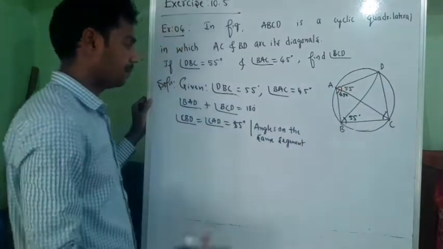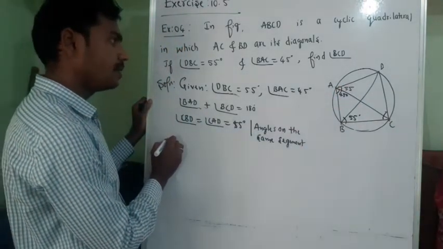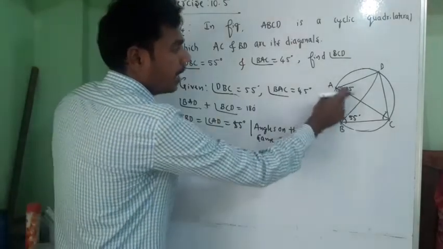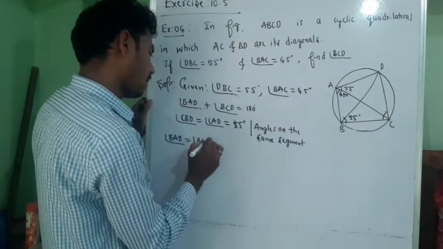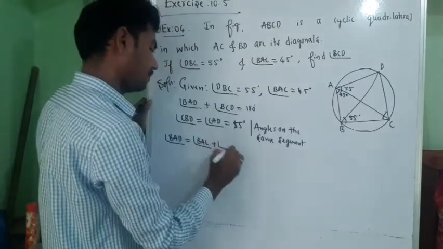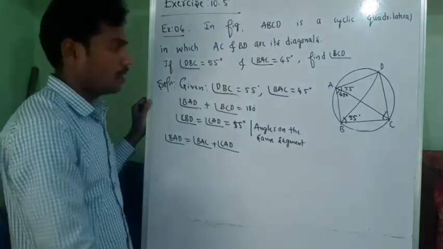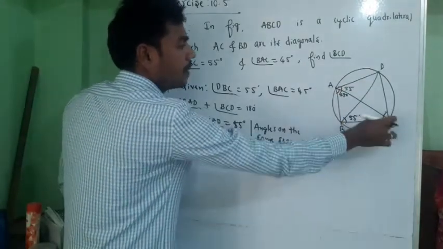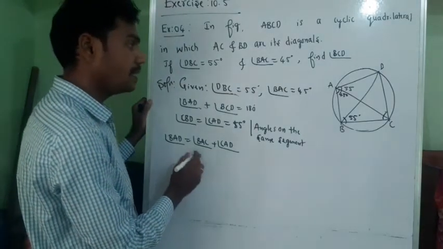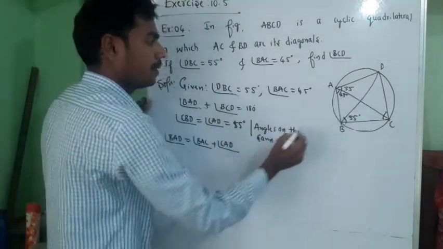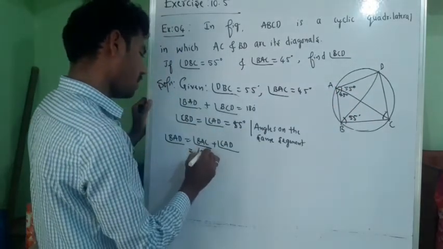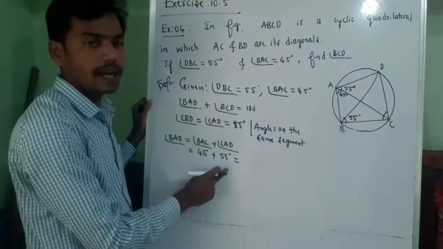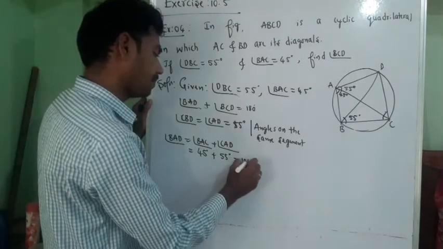Now, angle BAD is equal to, what can we write? Angle BAC plus angle CAD. Angle BAD is the sum of this angle plus this angle, that is BAC plus CAD. What is BAC? That is 45 degrees. 45 degrees plus CAD, which is 55 degrees, is 40 plus 50, 90, plus 10, 100. This is 100 degrees.